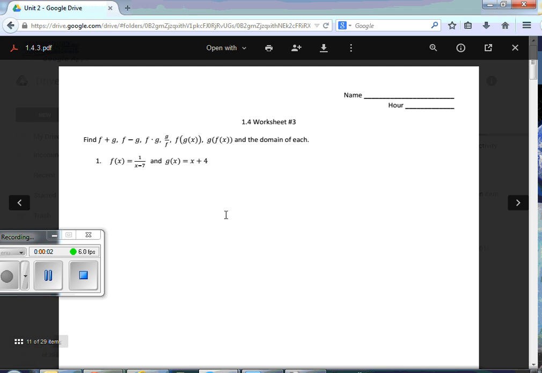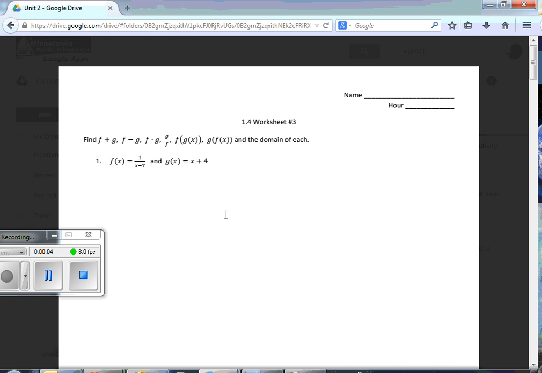Okay, because of the activity that we did in class today, I am cutting down the size of your worksheet here. This very first one is assigned, and I want to do it with you.